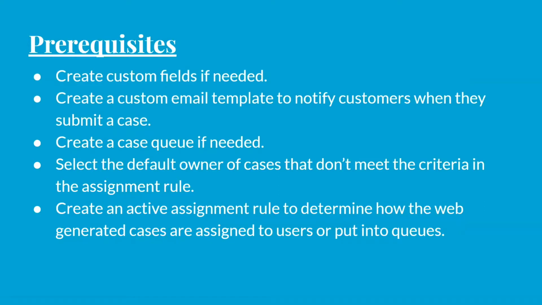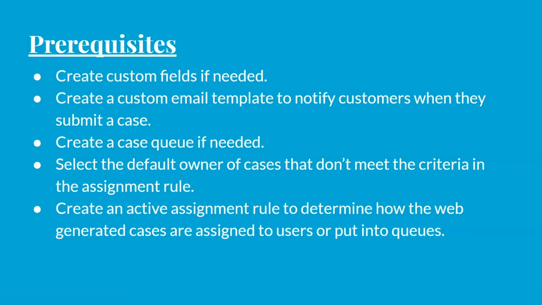Then what else you can do? You can select the default owner of cases that don't meet the criteria in the assignment rule. You can also create an active assignment rule, where it will be determined whom to assign this particular case to: a user, a queue, or a team, like a level 1 support team, or maybe a particular user. So whenever the case is coming from web to case, whom should it be assigned to? For that, you can create an active assignment rule.